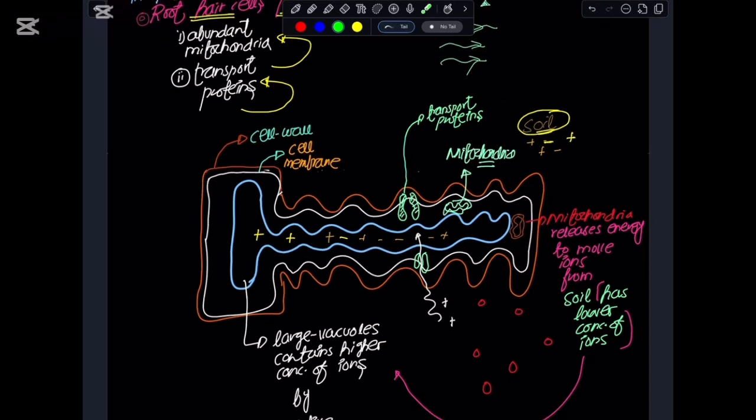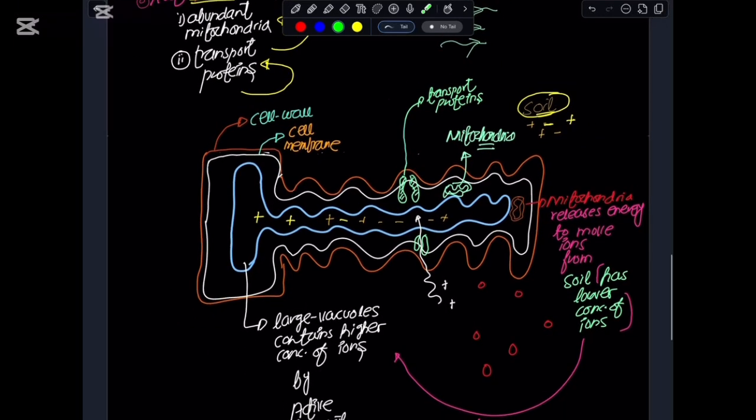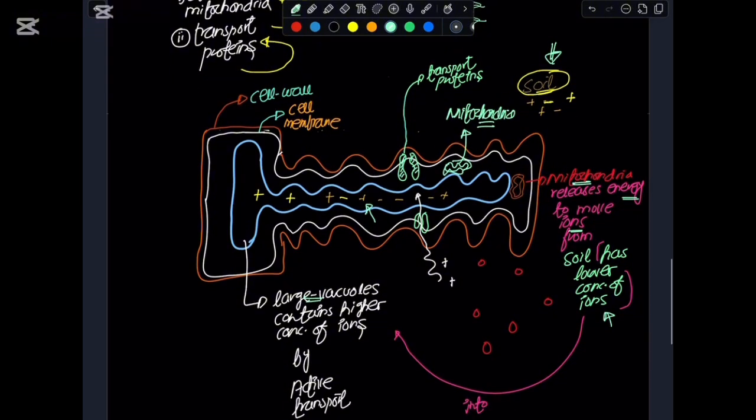So this is how the ions are absorbed in the root hair cells with the help of active transport. How you have to recall this is, you will tell your examiner that in the soil, the ions have lower concentration. In the large vacuole, the ions have higher concentration. The mitochondria would release energy in the form of ATP, and that would move the ions from the soil, where they are in lower concentration, to the large vacuole, where they are in higher concentration. In doing so, using the transport protein, we have moved them against the concentration gradient.